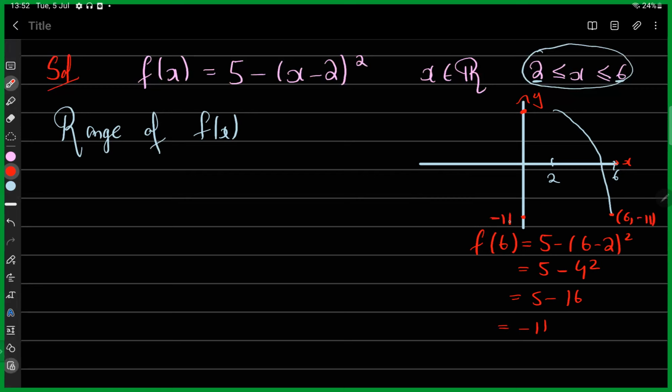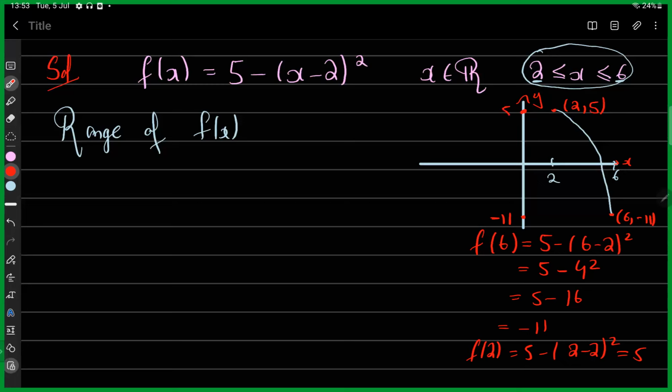If I talk about this other point, the x coordinate is 2. What about the y coordinate? Again, I need to do f of 2. When I do f of 2, it gives me 5 minus (2 minus 2) squared, and that is just going to be 5. So it's 2 and 5, and this point is 5.